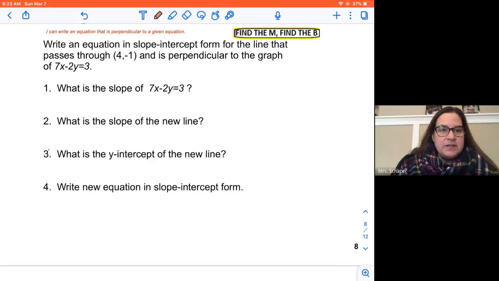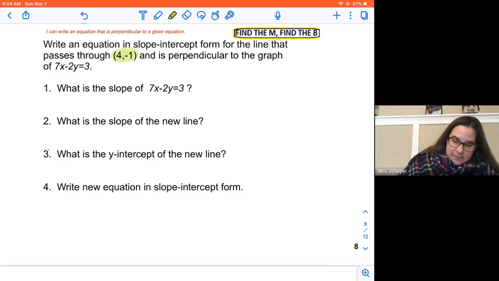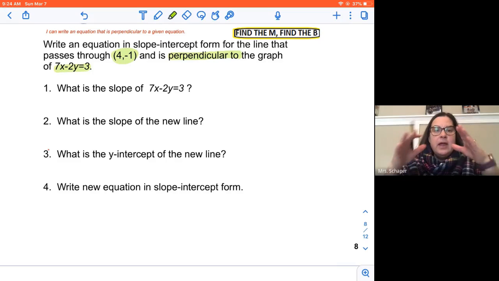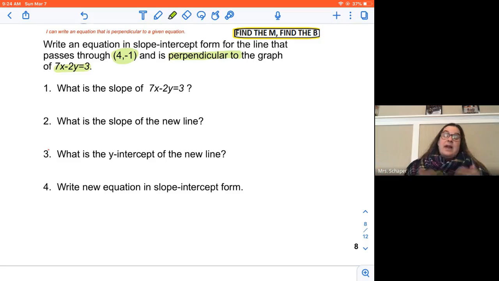With this particular problem, we're going to write an equation in slope-intercept form for the line that passes through (4, -1) and is perpendicular to this graph. Now, in order to figure out the slope of that line, we have to write it in slope-intercept form. And that's why we started the second part, writing equations in slope-intercept form.